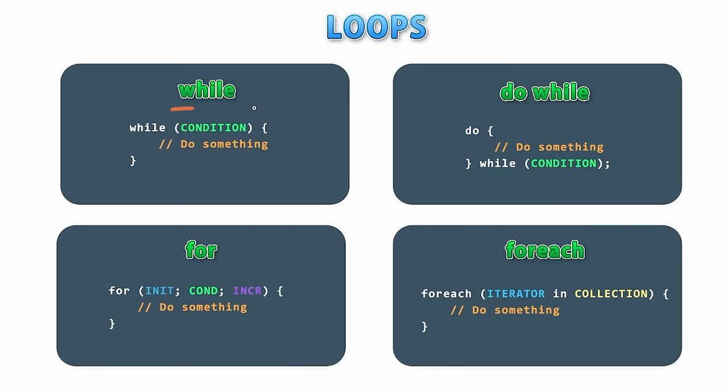Basically over here, if the length is 0, then 0 under 0, that is already false, so it's going to skip it. And over here on the for each, if the array is empty, then it's also going to skip it. So these are the main loops.